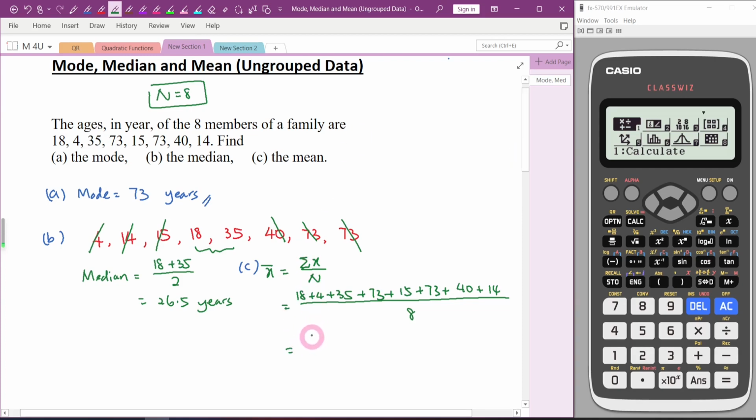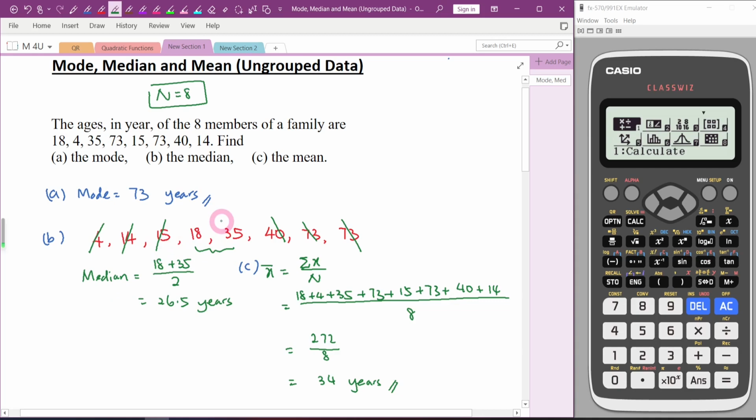This is equal to 272 divided by 8. You will get 34. 34 years. Okay, so this is the way how do we get mode, median, and mean. So be careful if you want to get the median. Remember to arrange all the data in an ascending order or descending order first.